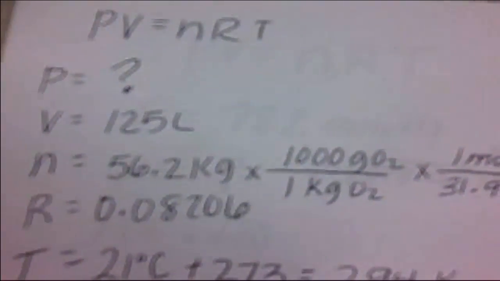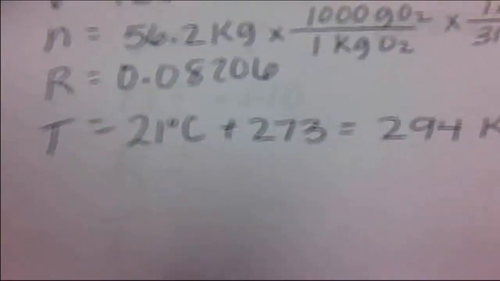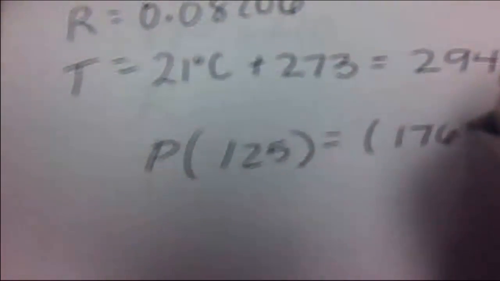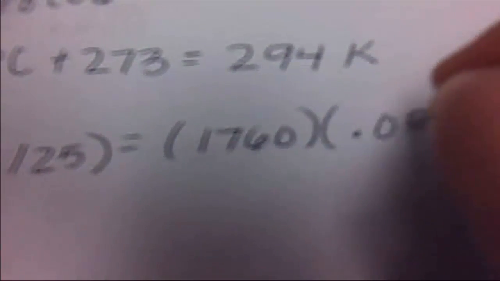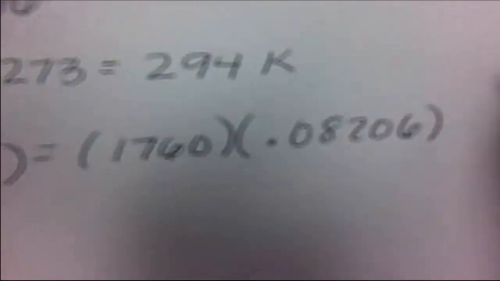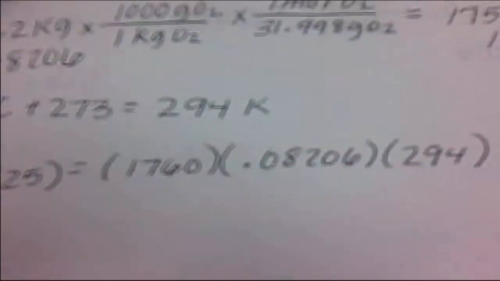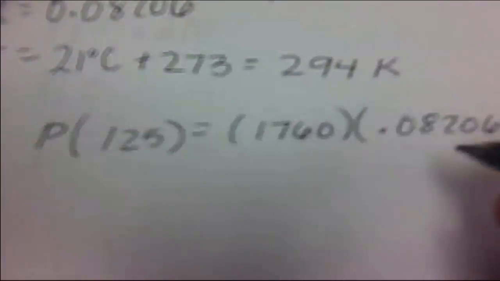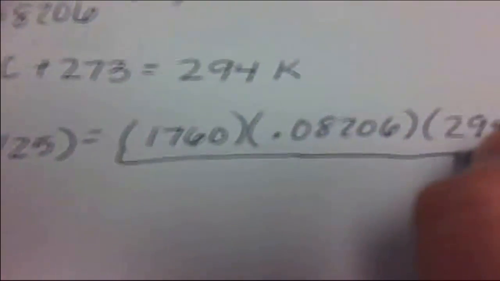So now I have all of my units in the proper form. So now I'm ready to plug into my PV equals NRT. So pressure I do not know. I have my volume. My volume's going to be 125. My number of moles was that 1,760. My R never changes, 0.08206, and then my temperature is 294. So now again, I'm ready to do the math. I'm going to multiply all those numbers to the right together, and then I'll end up dividing it by 125.